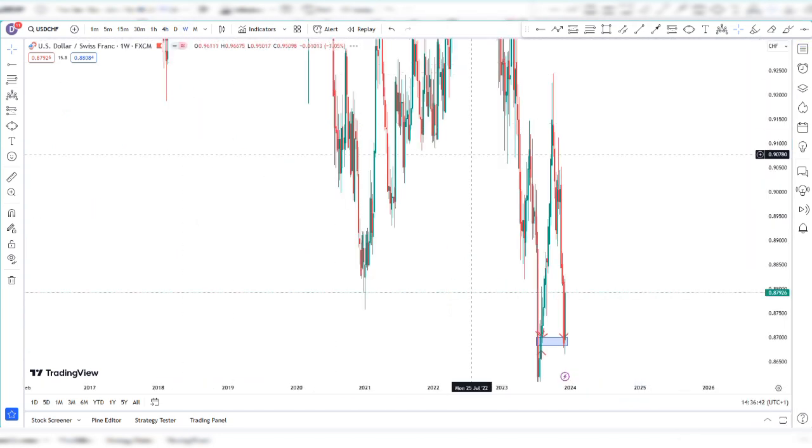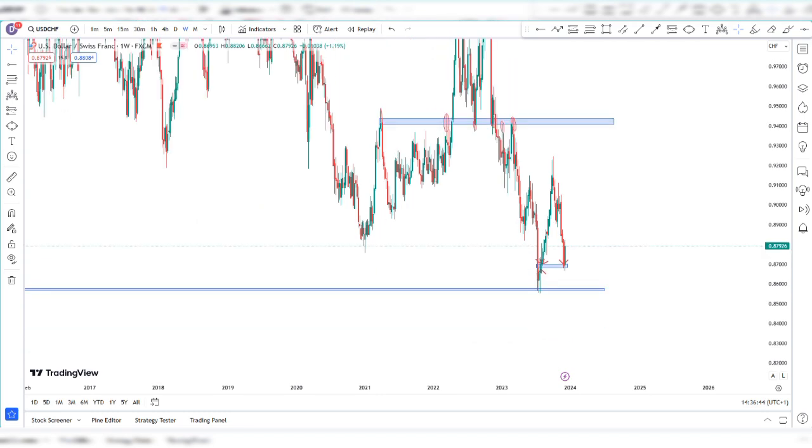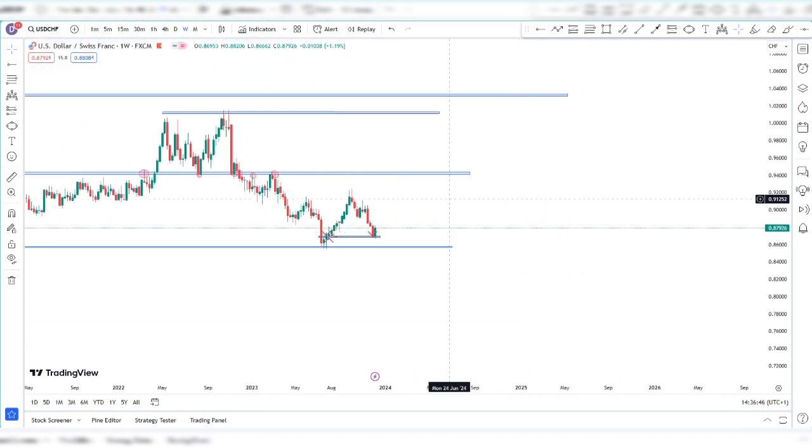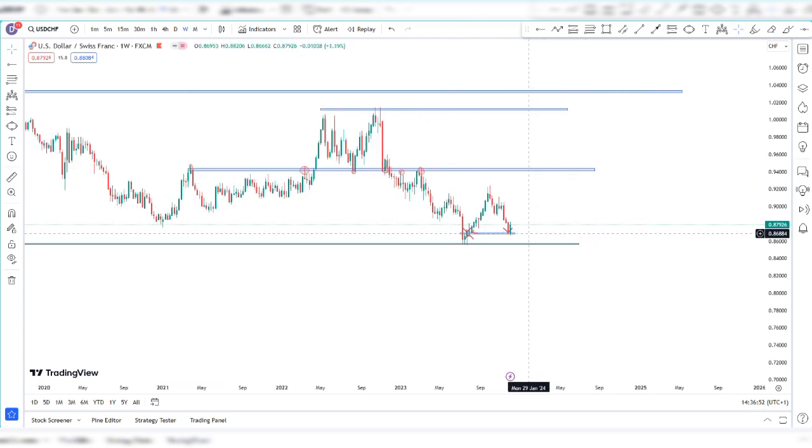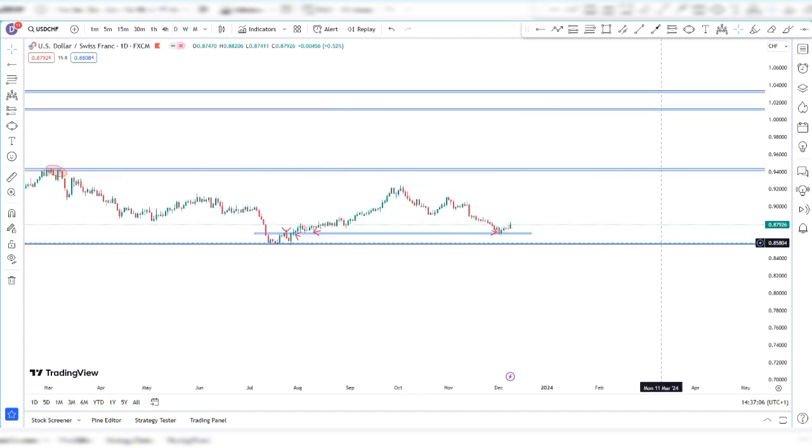Gonna go all the way to the weekly time frame to see what has been happening and then work our way down. So on the weekly time frame, we can see the price has been in this downtrend. Price got to this sort of minor support level here around the 0.868 area, and then bounced to the upside, forming this bullish candle there following the news on Friday.